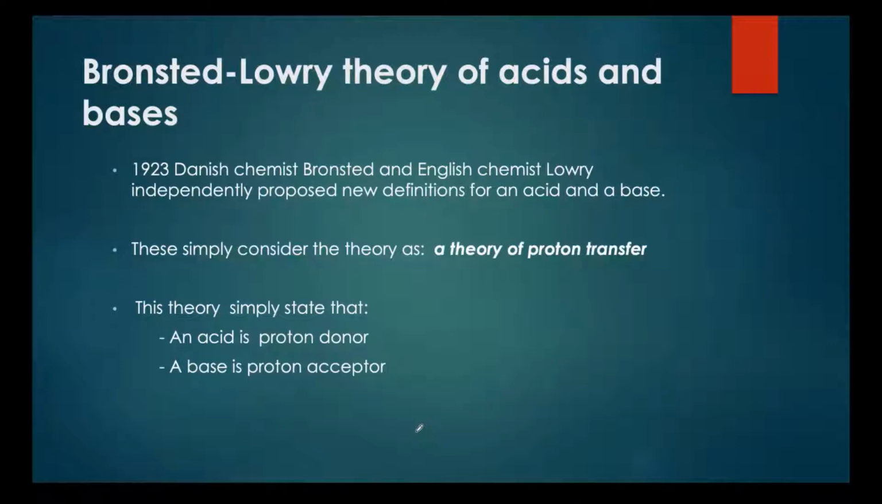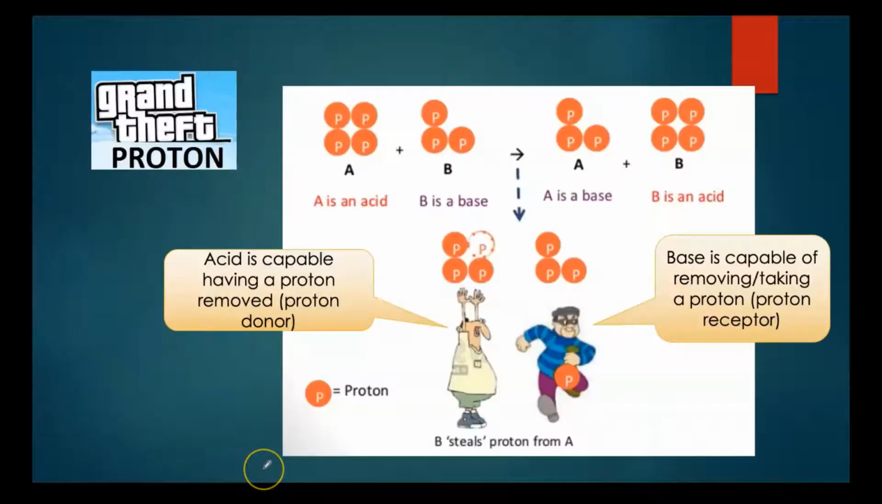This is simply considered as the theory of proton transfer. It states that an acid is a proton donor and a base is a proton acceptor. That's how they proposed it. The acid on the reactant side is capable of having a proton removed, so it is capable of donating a proton. Same thing with the base, but the base is capable of taking a proton, meaning they are capable of accepting a proton.